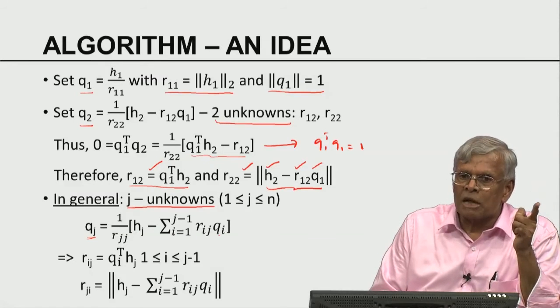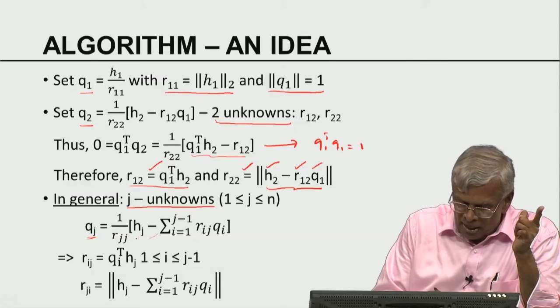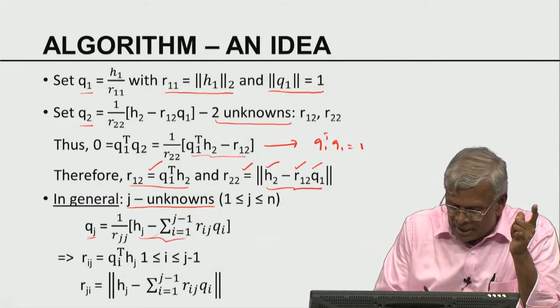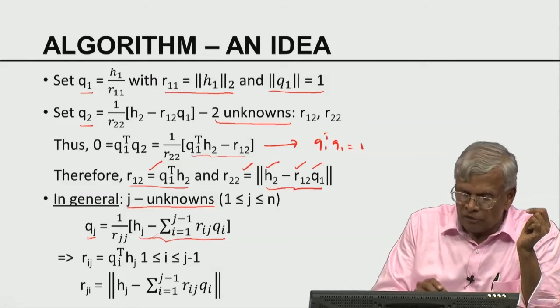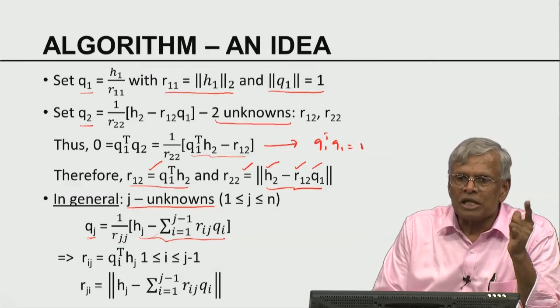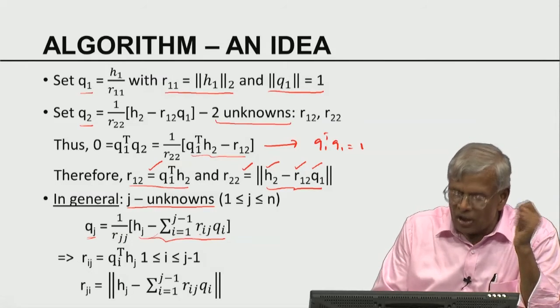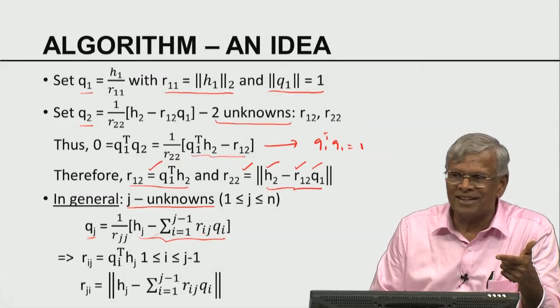Qi has information about Hi. Therefore, I can express Qj by the linear combination that is given here divided by a constant Rjj. From the previous calculations, you can readily see Rjj is going to be the normalizing constant. Rij are the constants using which I am going to force the orthogonality.